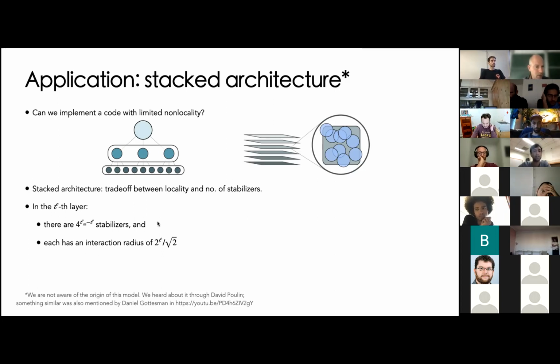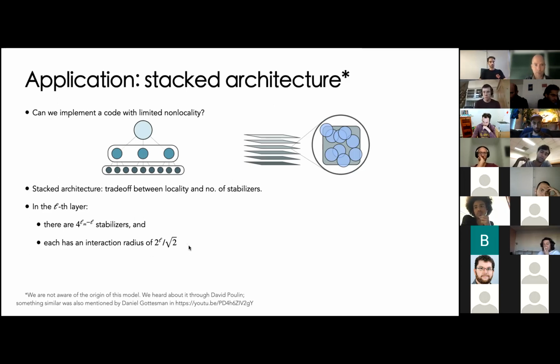So quantitatively, here's how the... Oh, you say it. Okay, sorry. Okay. No, sorry, I anticipated this line. Okay, thank you. So the topmost layer of stabilizers, they can talk to any given qubit. So it's as non-local as can be, but there's only some constant number of stabilizers that can do that.